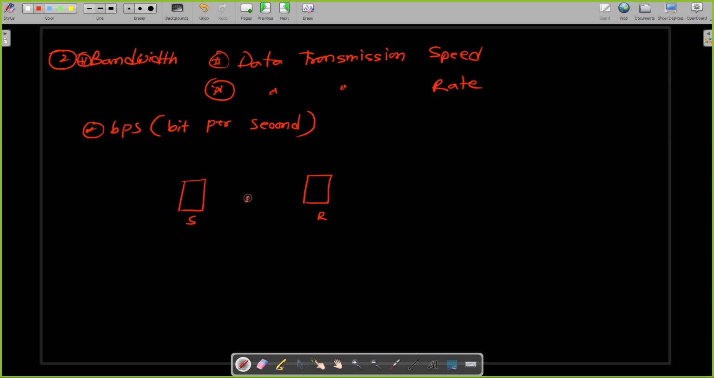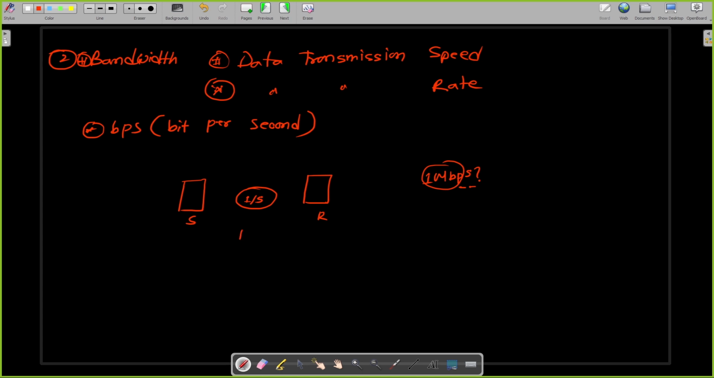Okay, so this data depends on per second. That means if you send, for example, 1 Mbps, what is the meaning of 1 Mbps? That means this sender station can transfer 1 MB of data each second. So that is called 1 Mbps. We have to transfer 1 MB of data from the sender station to the receiver station. That is called 1 Mbps.